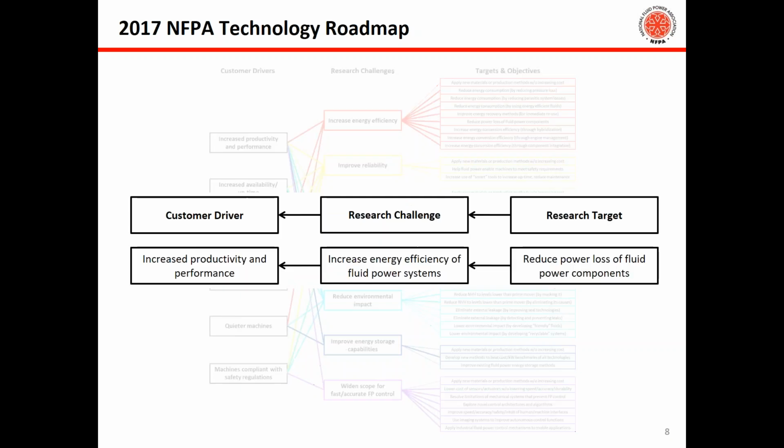So to provide a simple example of how that structure manifests itself on the technology roadmap, we can see here in a simplified form, fluid power customers, for example, want their machines to deliver increased productivity and performance to their customers. That's identified as a customer driver. One way that fluid power can help make that happen is by increasing the energy efficiency of fluid power systems. So that becomes a research challenge that is linked to that customer driver. And one potential area for exploration in achieving the research challenge is to focus on reducing the power loss experienced by fluid power components. That becomes a research target in the roadmap structure.